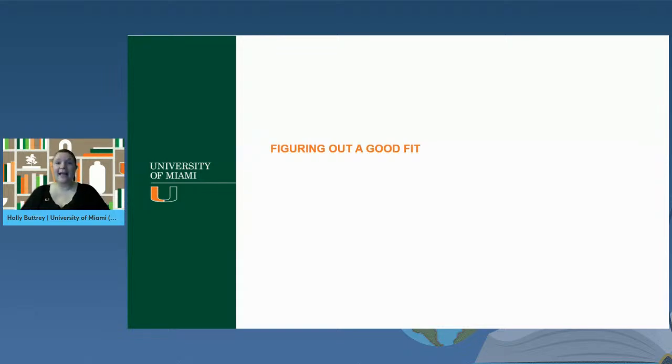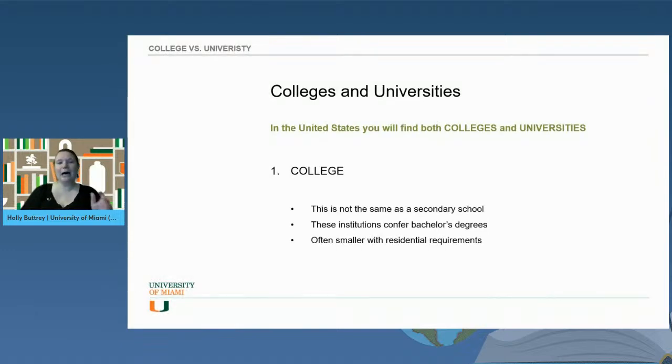And so you've probably noticed I've been using both the word college and university. And sometimes I think that can be a stumbling block for students. I work a lot with students in Latin America, and in particular, if you're thinking about a colegio, it might be a false cognate, a high school and a college. A college in the US is not the same as a secondary school. Colleges, on the whole, are institutions that confer bachelor's degrees. These are institutions really focused on that 4-year undergraduate degree. They are generally not going to be offering master's degrees or PhDs. Generally as well, a college is going to be smaller and often with residential requirements.